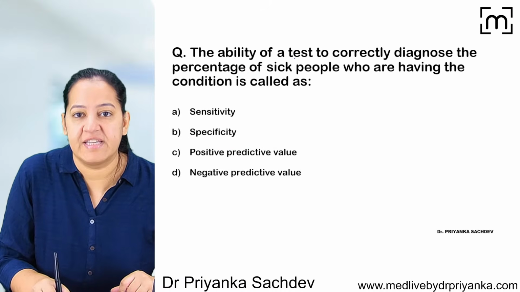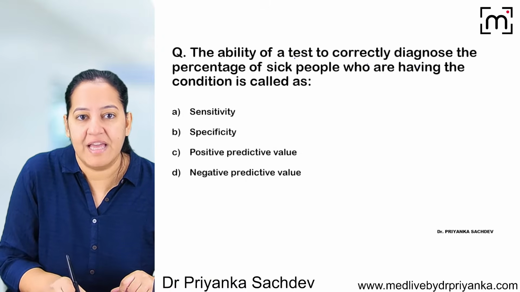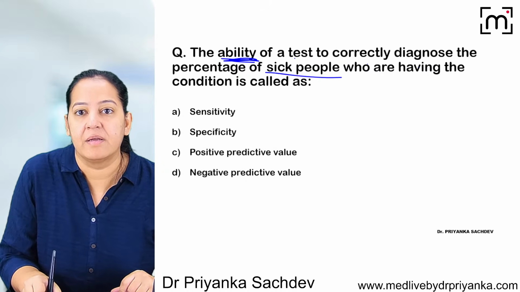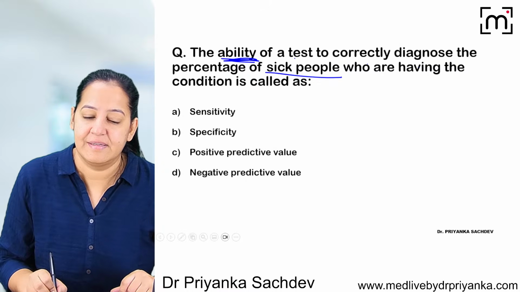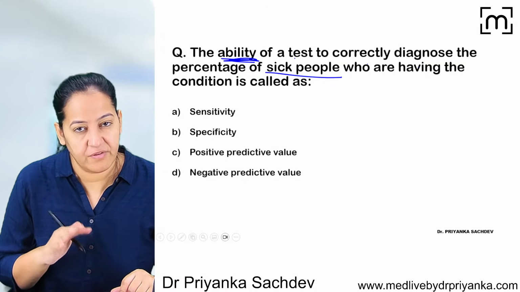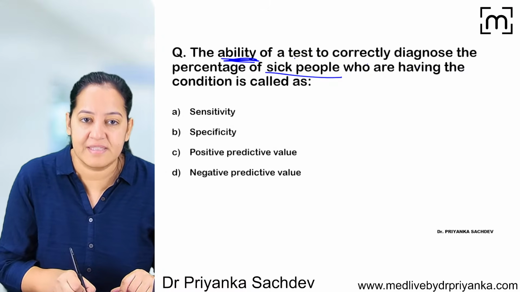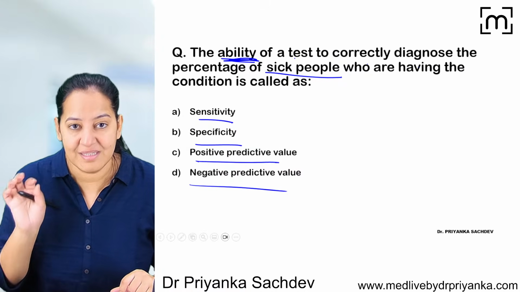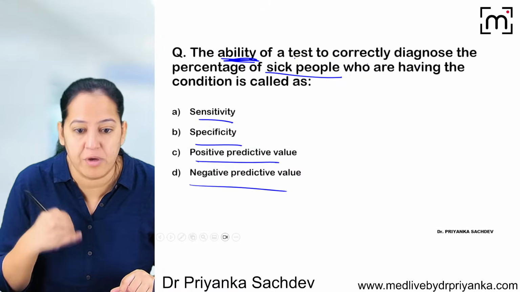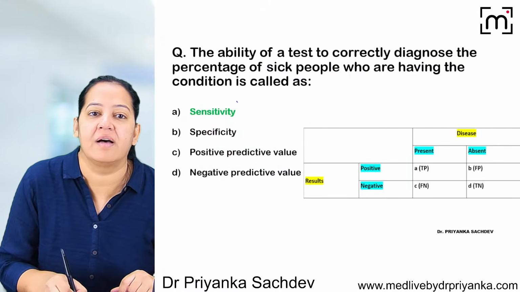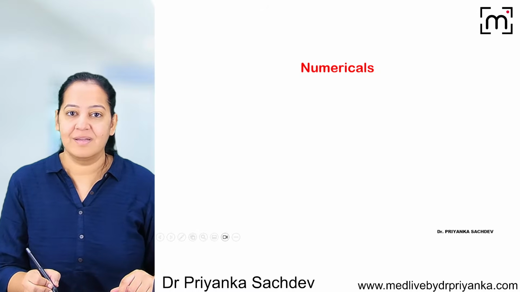The next question is in front of you. The ability of a test to correctly diagnose the percentage of sick people who are having the disease. So we are identifying the diseased people. Is it sensitivity, specificity, positive predictive value or negative predictive value? It is the ability of a test to detect true positivity. They are asking for the diseased people, the true positivity. The answer is sensitivity.